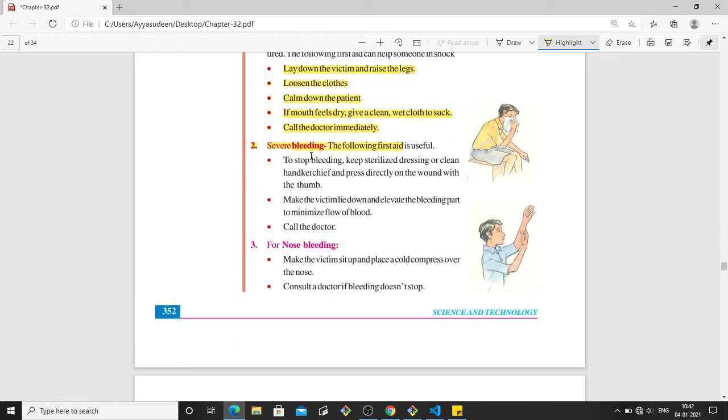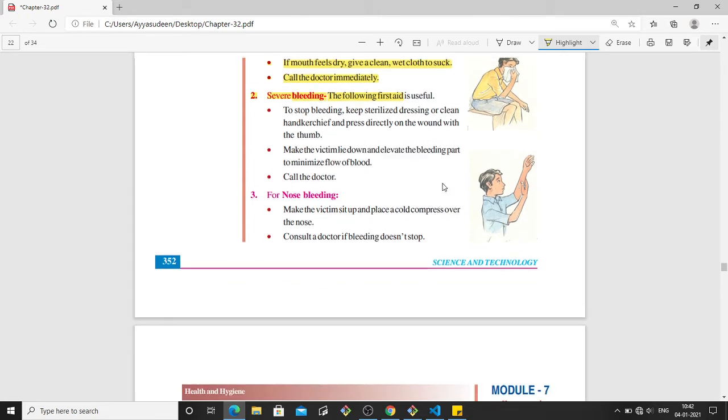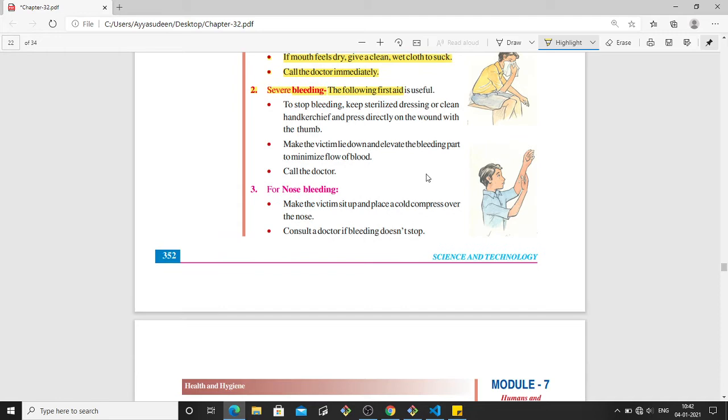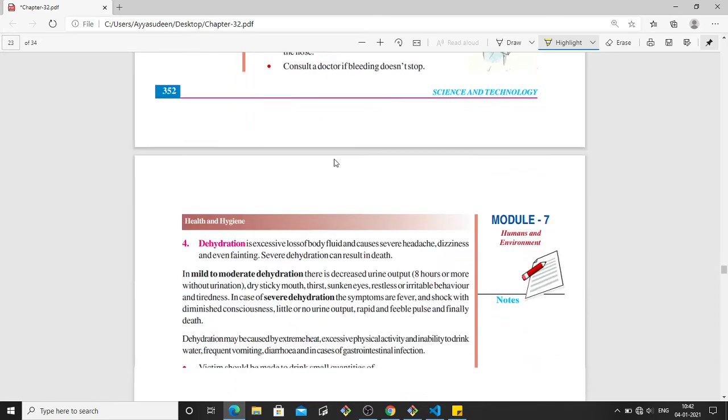Okay. The next one is severe bleeding. What first aid should you do when severe bleeding happens? Keep a sterilized dressing, that is sterilized cotton or a clean kerchief, and press directly on the wound with the thumb. Okay, and the victim should lie down and elevate the bleeding part, like it should be kept up so that the blood flow is minimized, and you should call the doctor for every first aid. For nose bleeding, you can read about here what should be done.